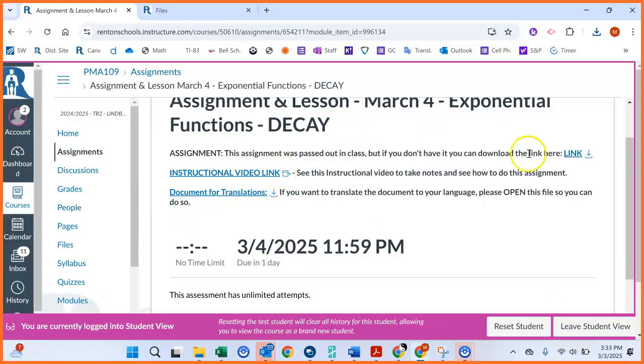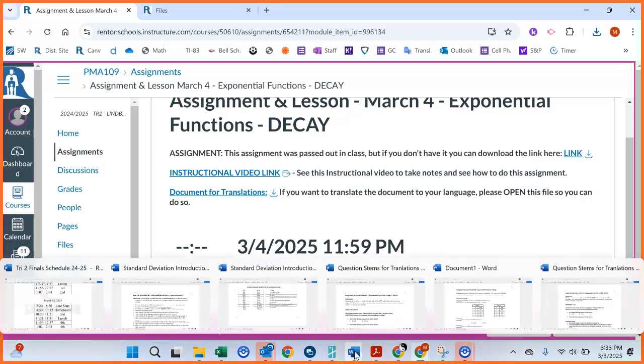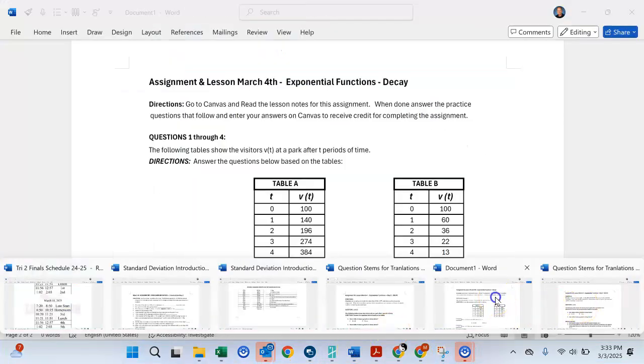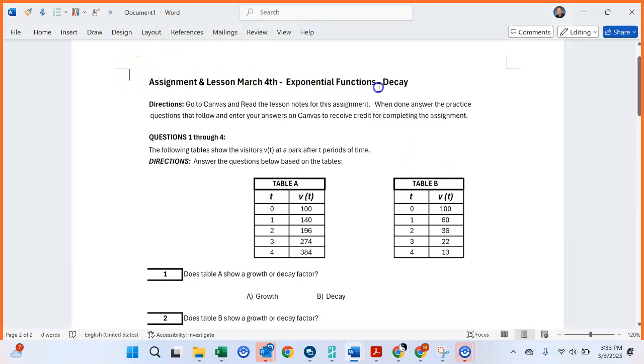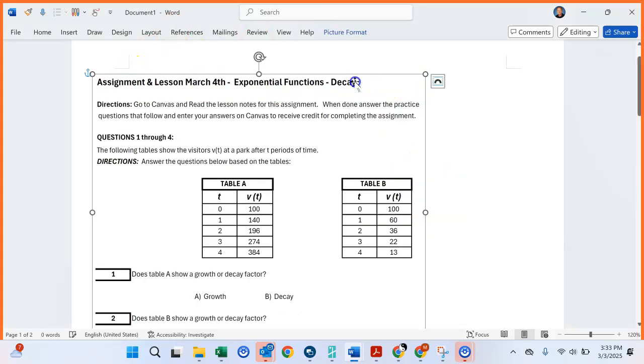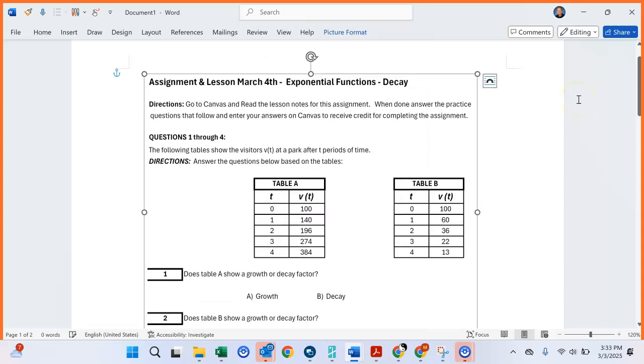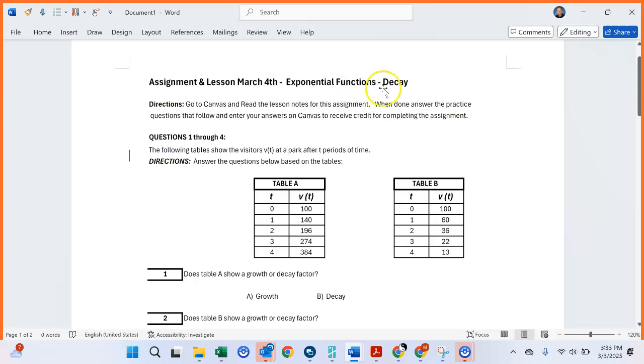Okay, the next thing is here is the assignment right here. So when you open that up, you're going to see this assignment for lesson March. So this is, oops, Control Z. You'll see this assignment right here, okay? March 4th, exponential function. Today we're going to do something called decay.